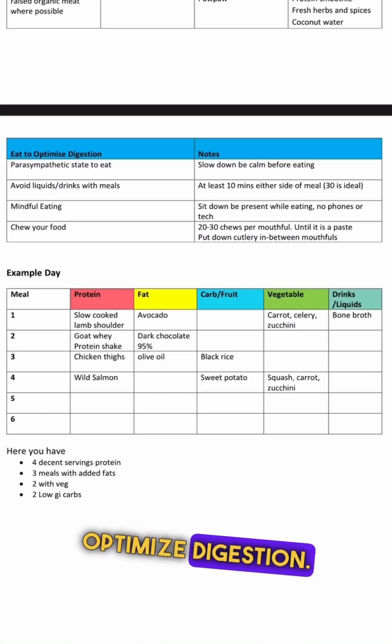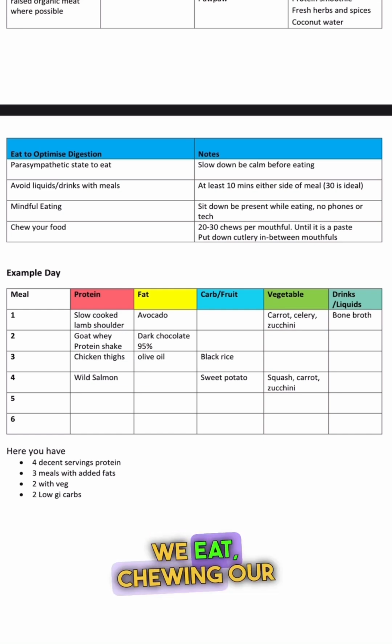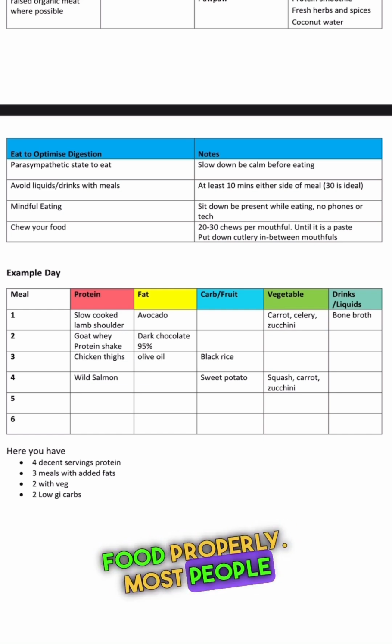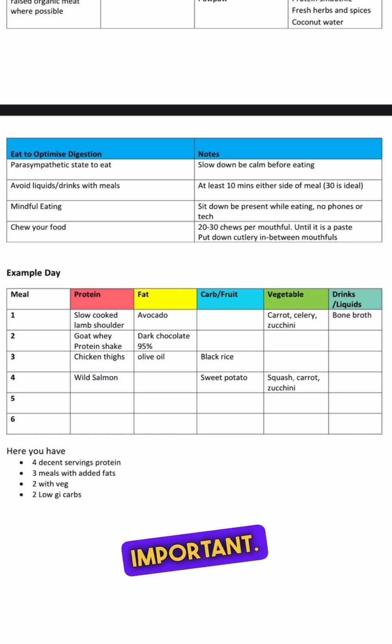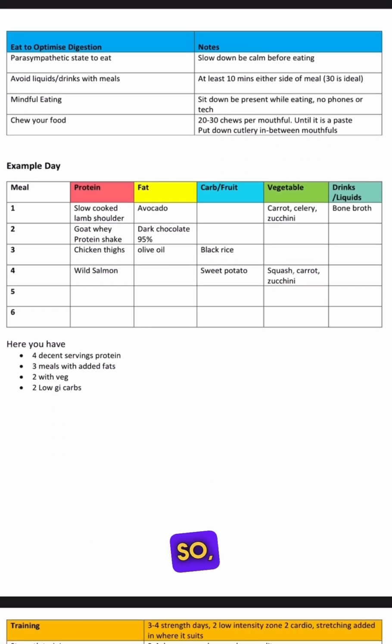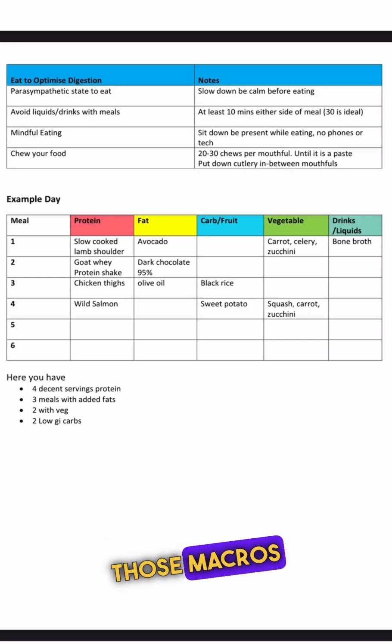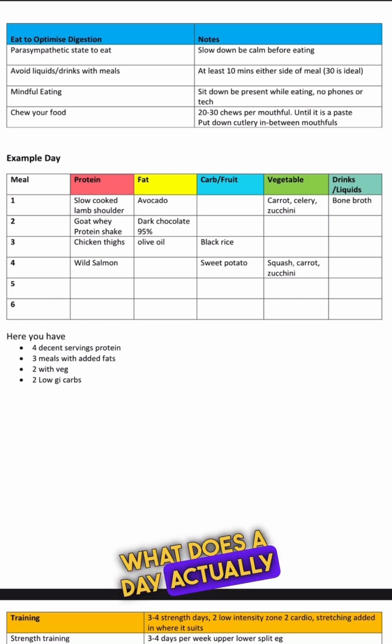Tips to optimize digestion. This is really important. Being calm while we eat, chewing our food properly. Most people don't do this. So if you have gut issues, this is really important. And then we've got an example day. So, all right, let's break those macros and those food groups down. What does a day actually look like?